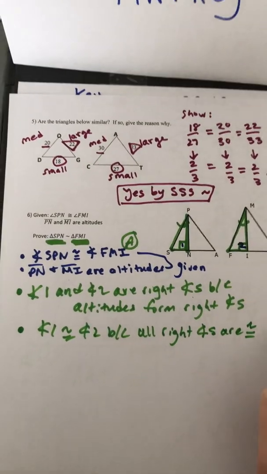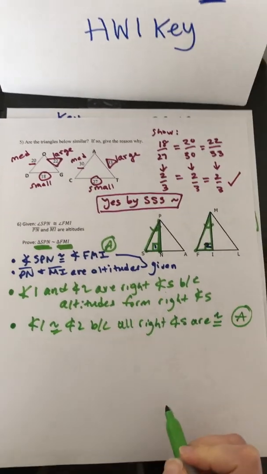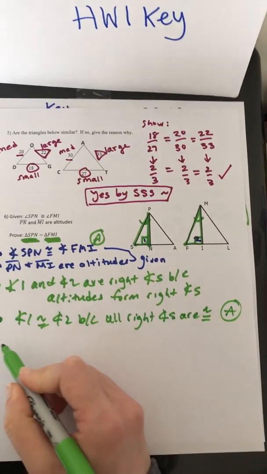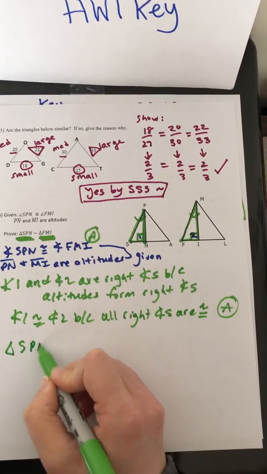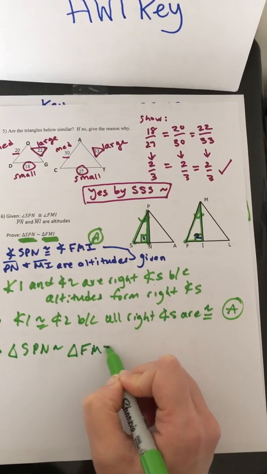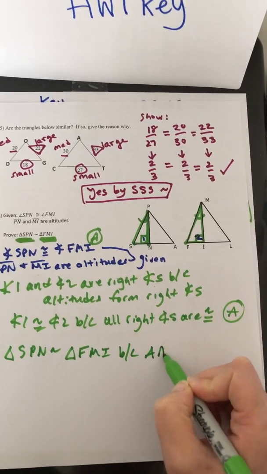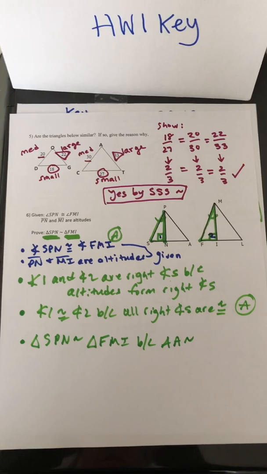And lastly, we check, oh, look, that's another set of angles. We now have angle-angle similarity. The triangle SPN is similar to triangle FMI, because of angle-angle similarity. And you have it, that's the proof.